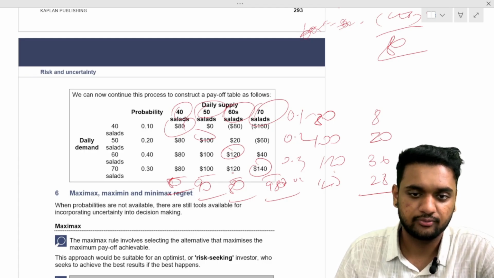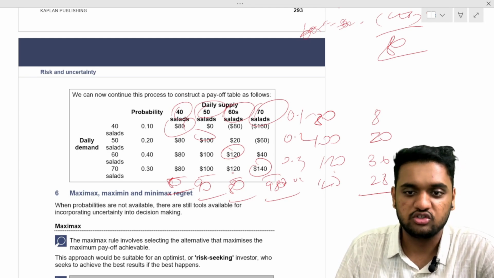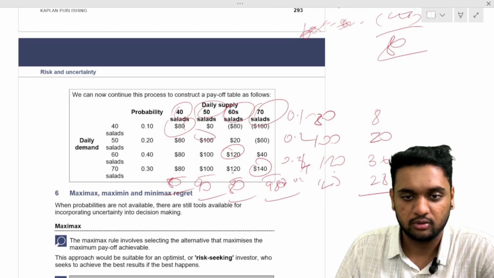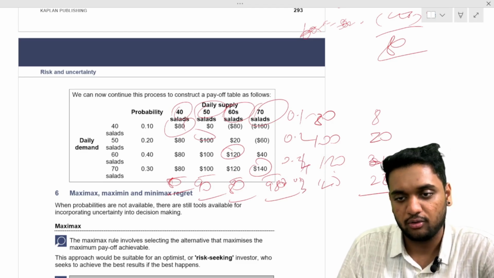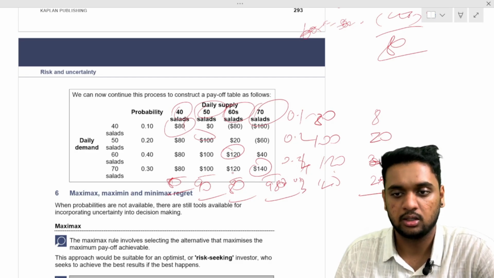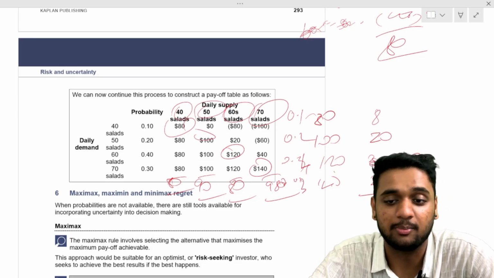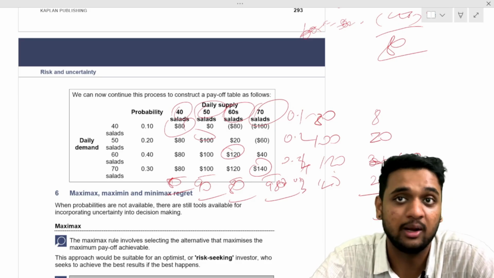What's 48? Did I make any mistake somewhere? 120. Oh, 0.4, I wrote it wrong. 48 plus 42... I wrote it wrong. 118 we got. So if God comes and gives us the perfect information, we are getting 118 profit.